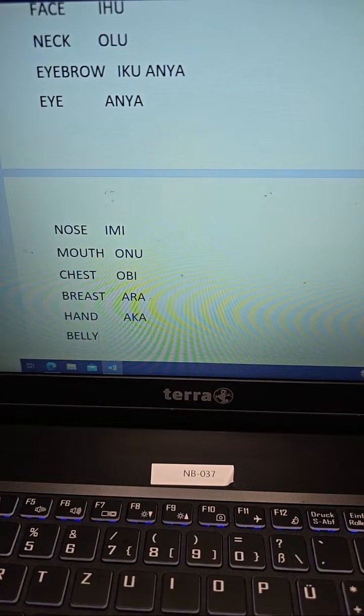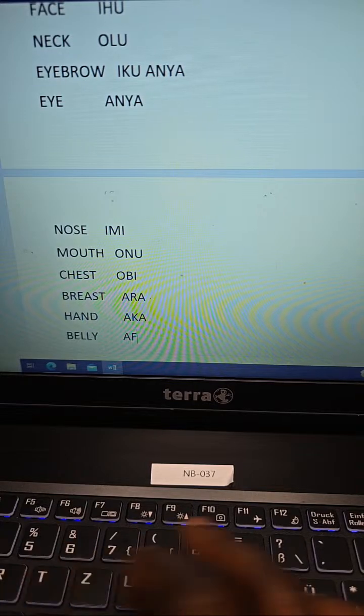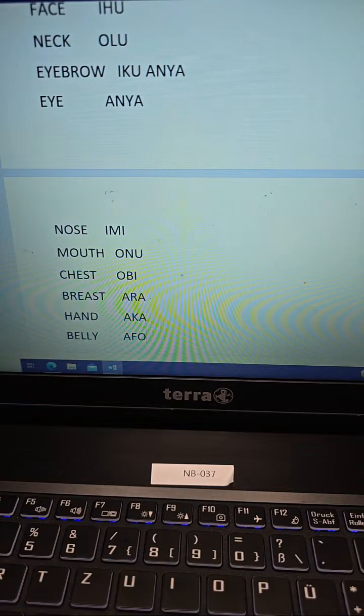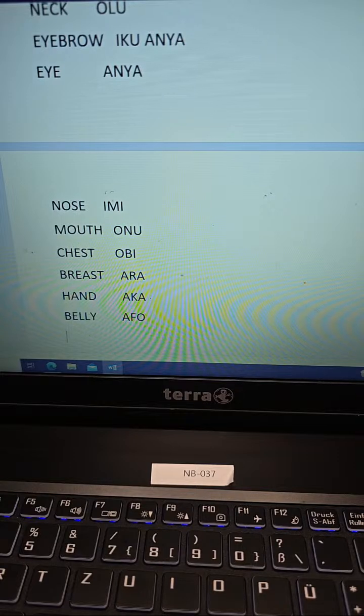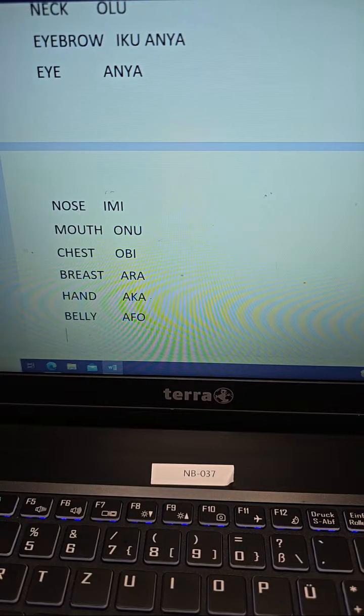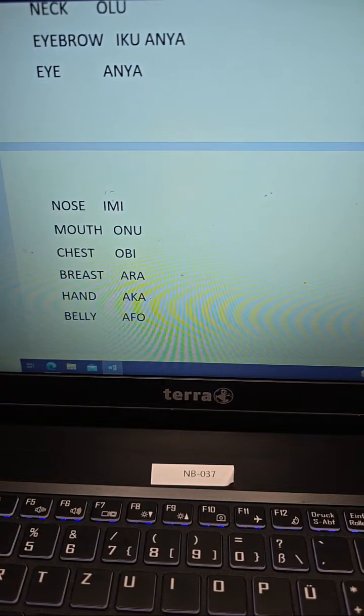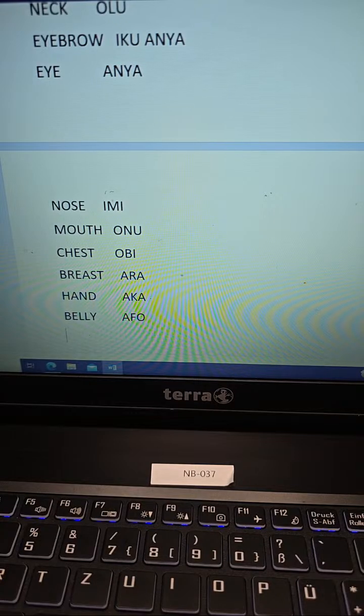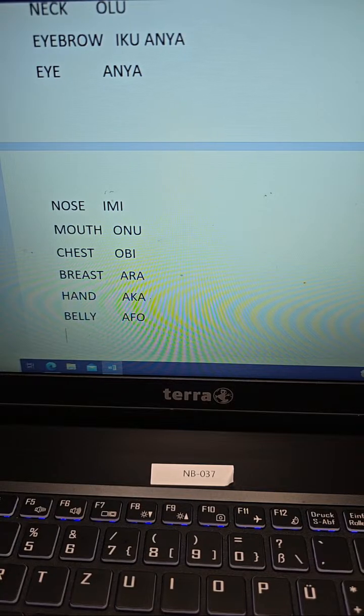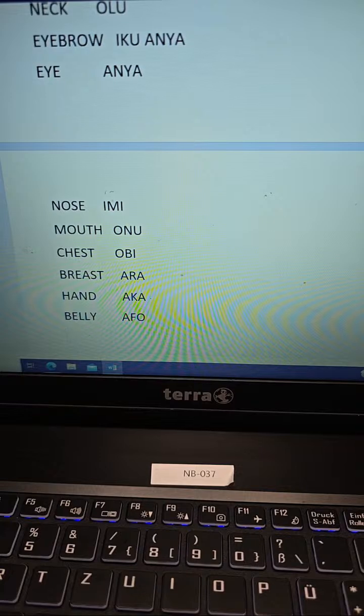Belly. Afọ. Some people call it stomach, stomach, afọ. But the main one is belly. Because if you are learning the biology of the human parts, you will be able to understand that stomach is not supposed to be afọ, but rather the main English word for it is belly.